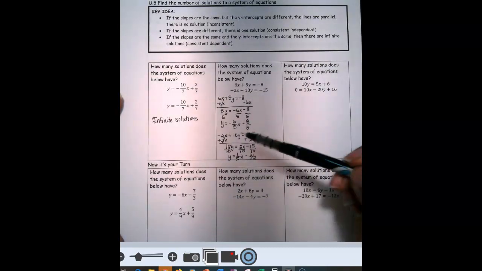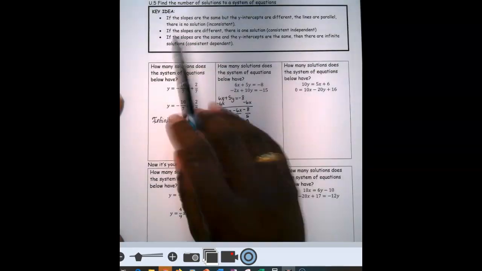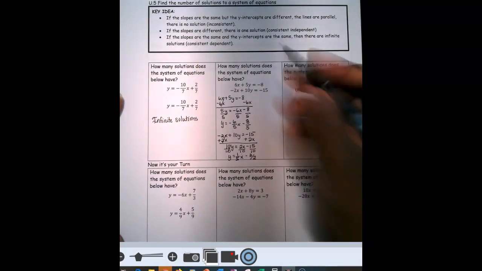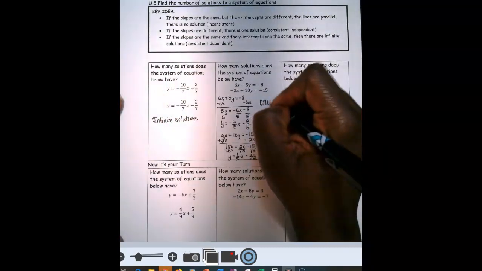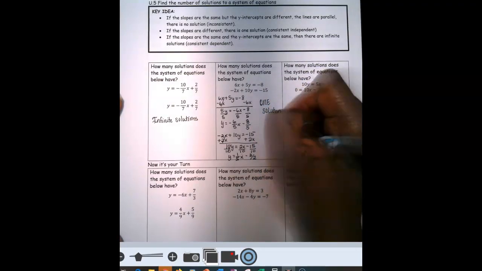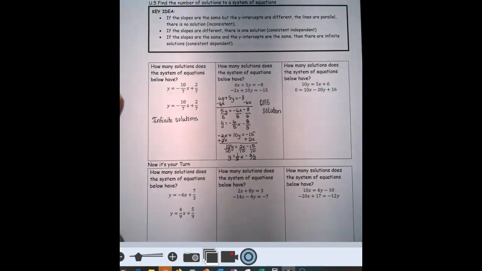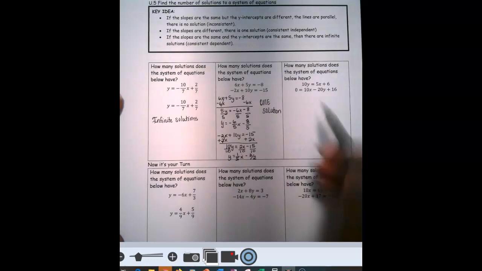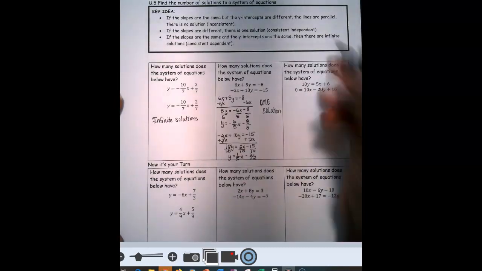So let's go ahead and compare. Are the slopes the same? No. So if they're not the same, that means they're different, meaning there's only one solution. Now let's look at the last one. We're going to do the same thing we did over here. We're going to change each one of these into slope-intercept form.